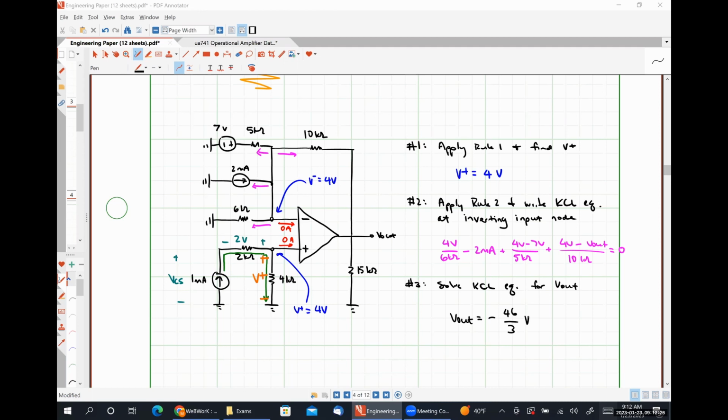So for the majority of you guys, really all you have to understand is how to apply op amp rule number 1, op amp rule number 2, and then write a nodal analysis expression to solve for the output voltage.